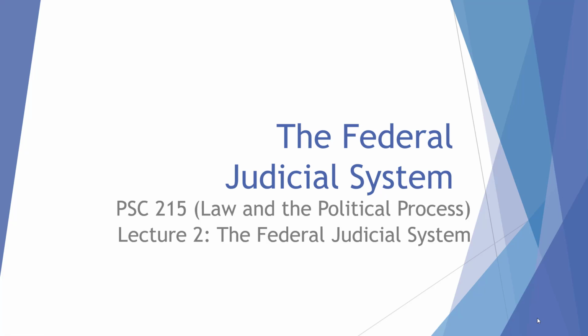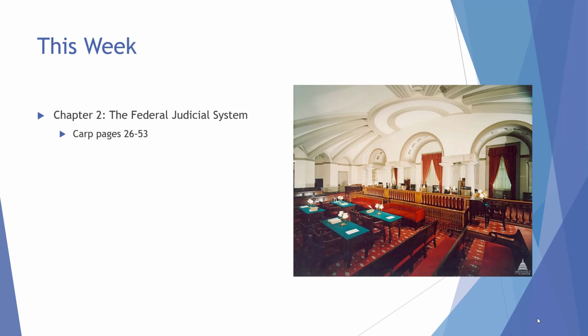We are making our way through the early part of our course here, and we are going to cover today the federal judicial system. Basically, we're going to cover Chapter 2 in the CARP book, pages 25 through 53, I believe. If you're looking at what that picture is there, it is the old Supreme Court chamber over in the U.S. Capitol. They don't use it anymore. They used to, and now they have their own building.